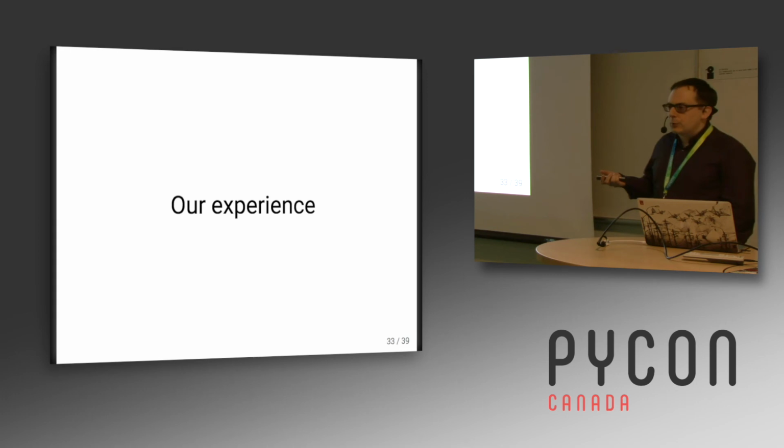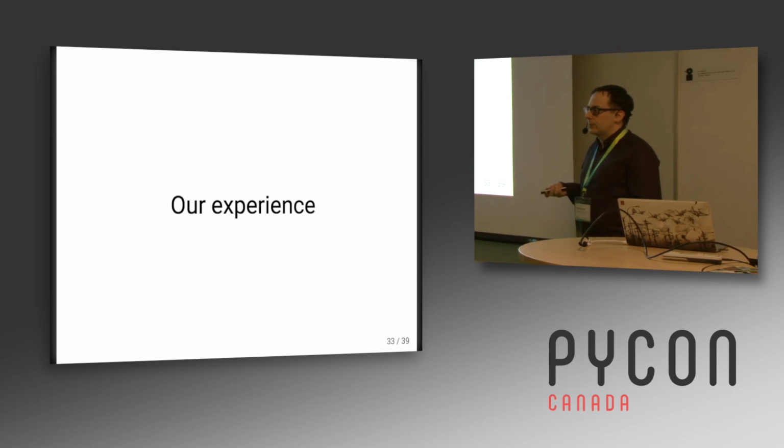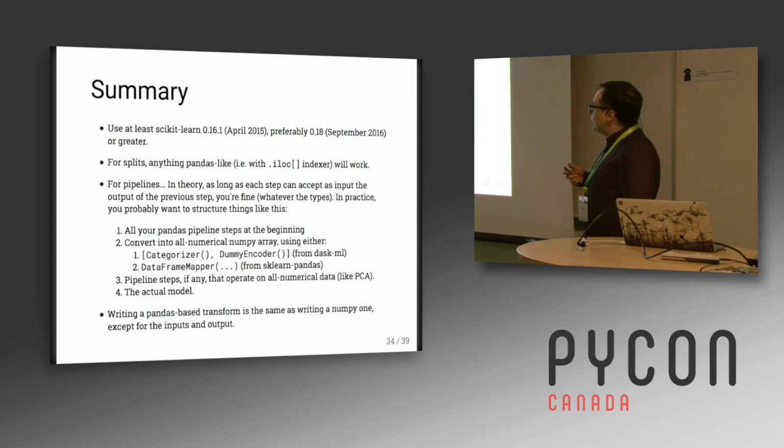And we wrote our own code to do the transformation from Pandas DataFrame, the dummy encoding, but don't do that. There's no reason to do that anymore. There are a couple of libraries that are starting to pop up for that. And so in summary, use at least scikit-learn 0.16.1, preferably 0.18.